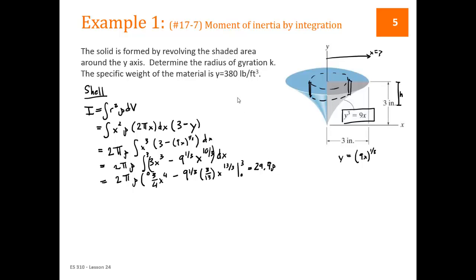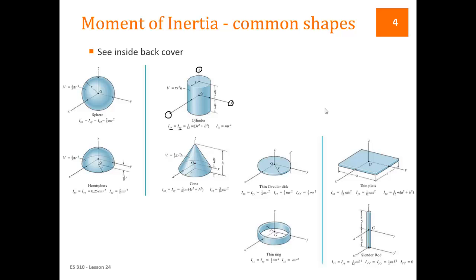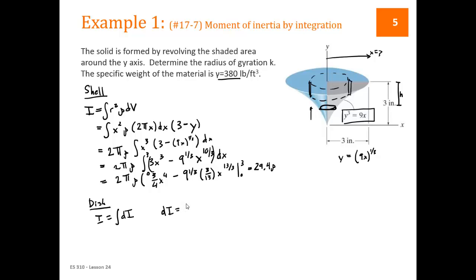So if we know rho, which we can find from this gamma, then we can find our mass moment of inertia. Now let's do the same thing using the disk method, which is actually the easier method here. So the disk method is this circular disk that we sweep up and down, up through y. So I is going to equal the integral of dI, and dI is equal to the mass moment of inertia of this disk. Well, the mass moment of inertia of a disk around the z-axis through its center is 1/2 mr squared. So that's going to be 1/2 of dm r squared.